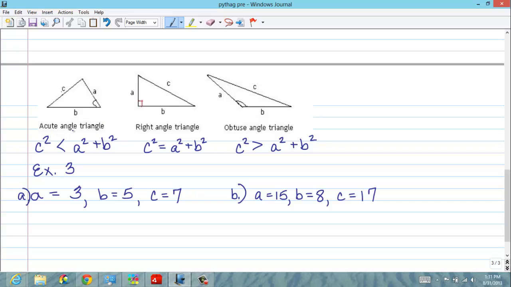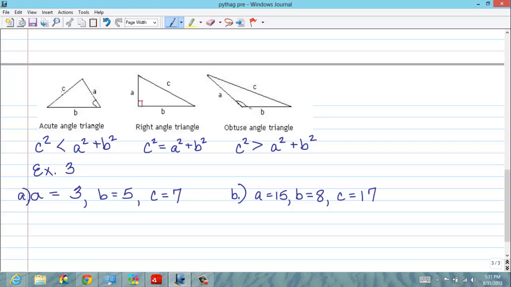In fact, it would be an acute triangle. Notice how small the angle is because a and b are larger. The combination of a squared and b squared would be larger than c squared. And then over here, this is an example of where c squared would be greater than the sum of a squared plus b squared. It must be an obtuse triangle. Look at how much longer c is. That means that this angle has to be more than 90, making it obtuse.